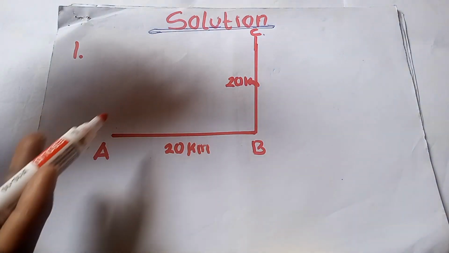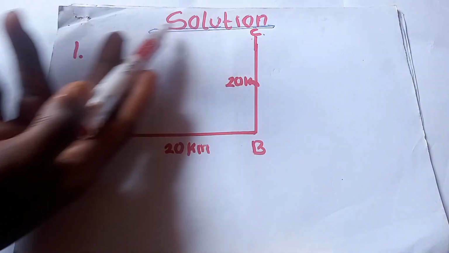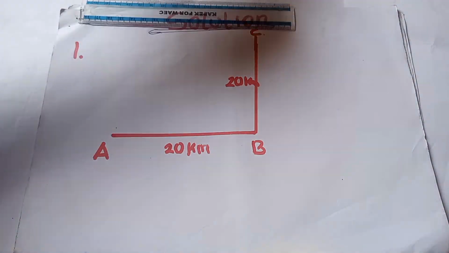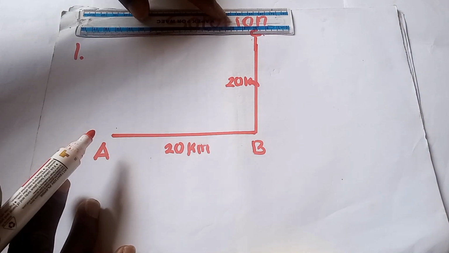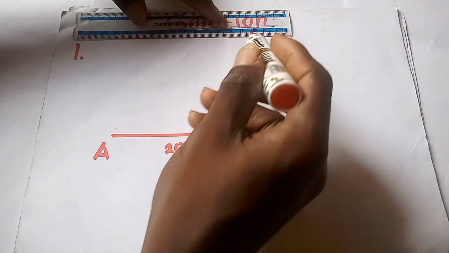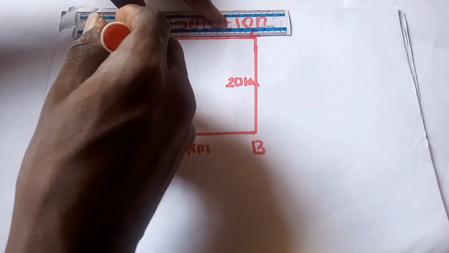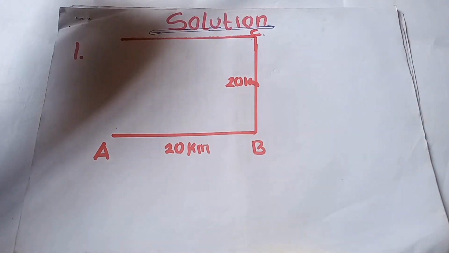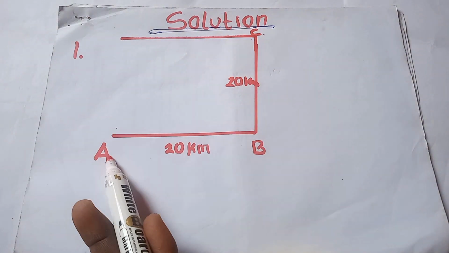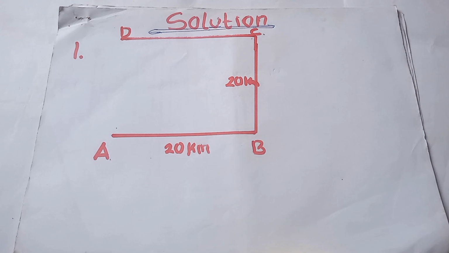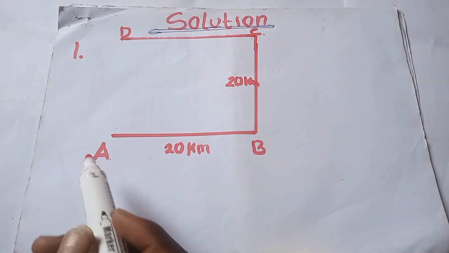So I'm going to be having another line from this place to this place of equal length, which is what? 20 kilometers. Don't forget. So this is my C, I have my A, my B, my C, then my D will be here. So I have A, B, C, and D. And the question says that they are of equal length.